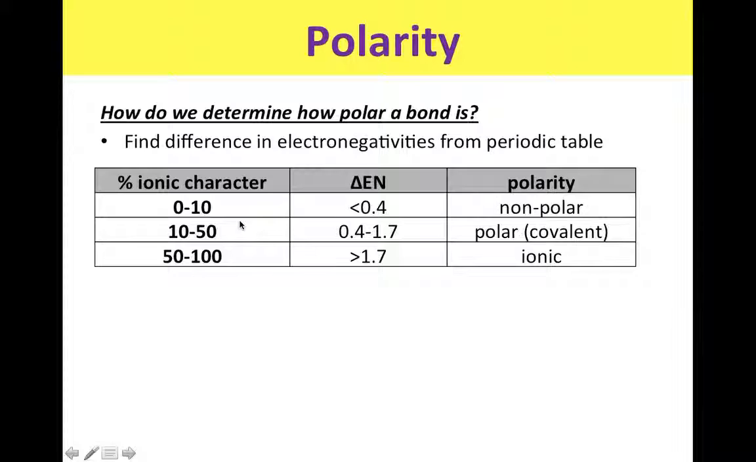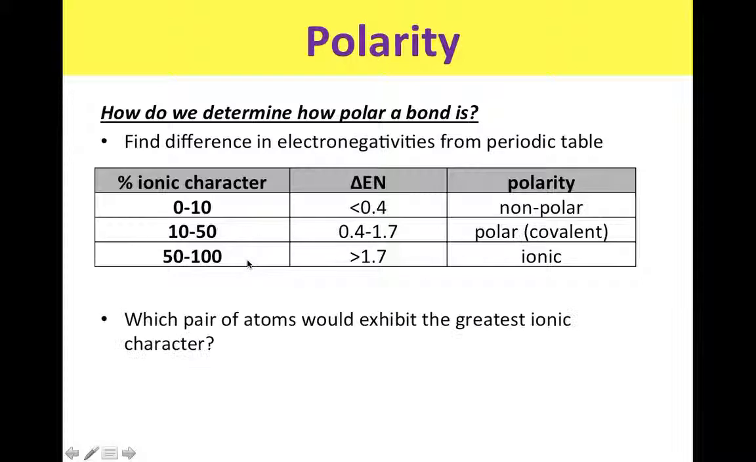And if you think about the ionic character, it just means that the one atom is going to hold on very strongly to the electron, almost so that it looks ionic. So if it's 1.7, 50 to 100% of it will exhibit an ionic character, and so on and so forth for these percentages. Then which pair of atoms would exhibit the greatest ionic character?